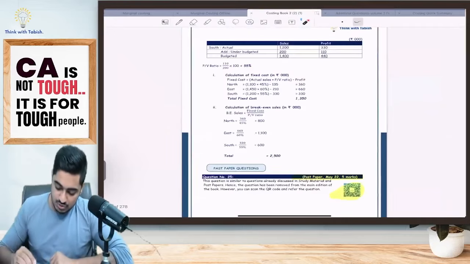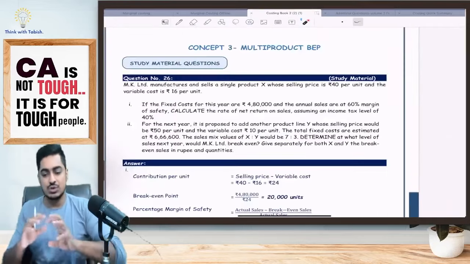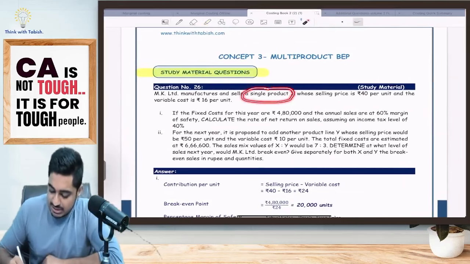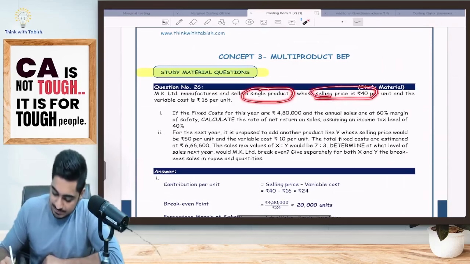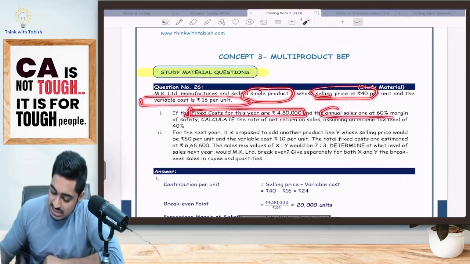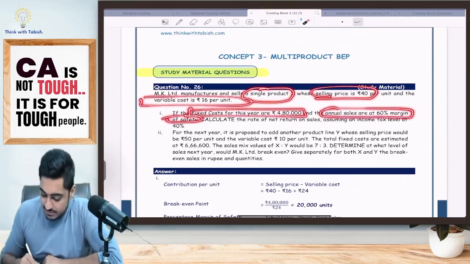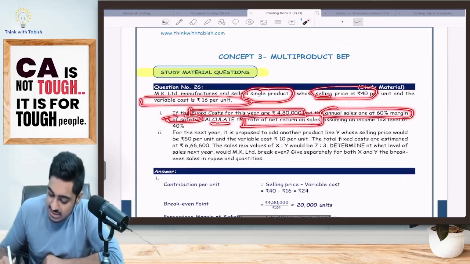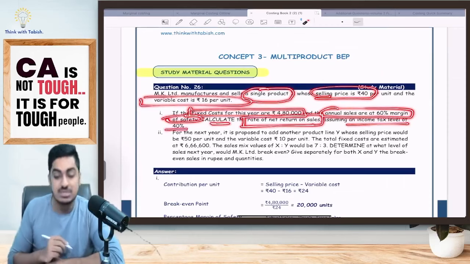Okay. This question was in the study material, so this question we will solve in the most detailed way. Pay attention, everyone. MK Limited manufactures and sells a single product X whose selling price is 40. Variable cost is 16. If fixed cost for the year is 4,80,000 and annual sale is at 60% margin of safety, calculate the rate of net return on sales assuming income tax is 40%.